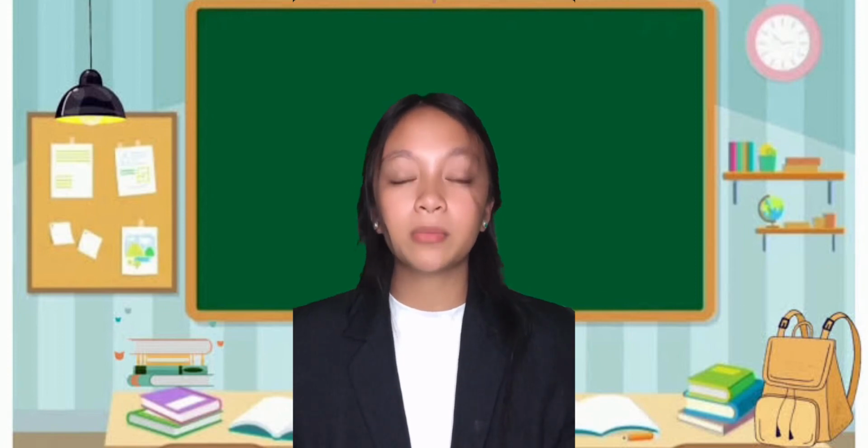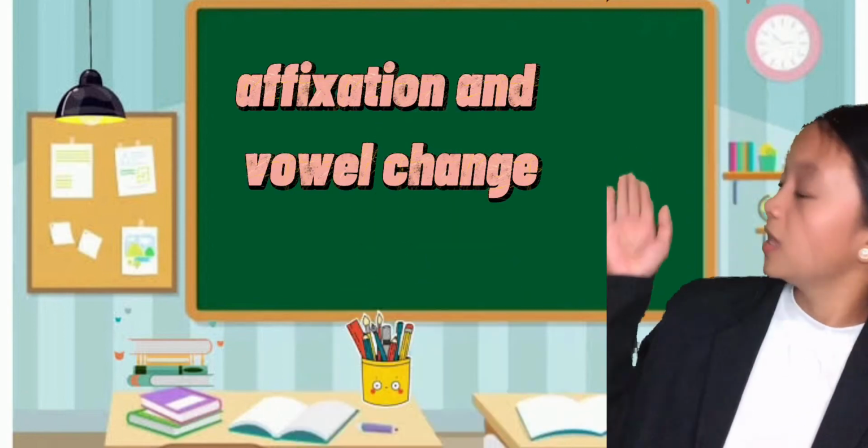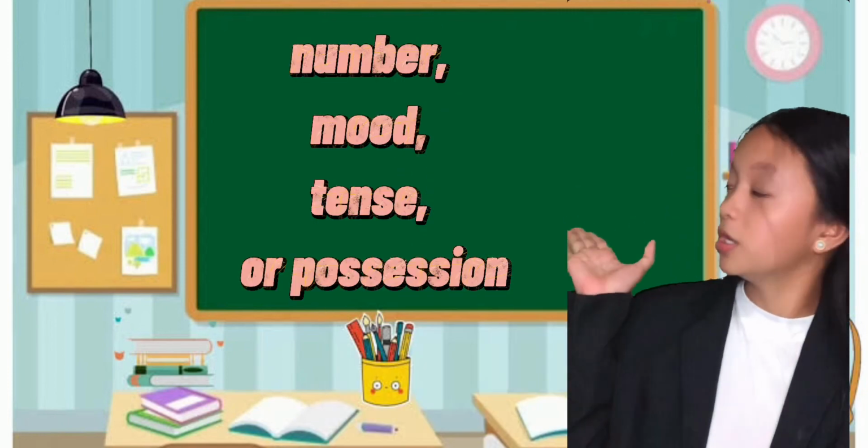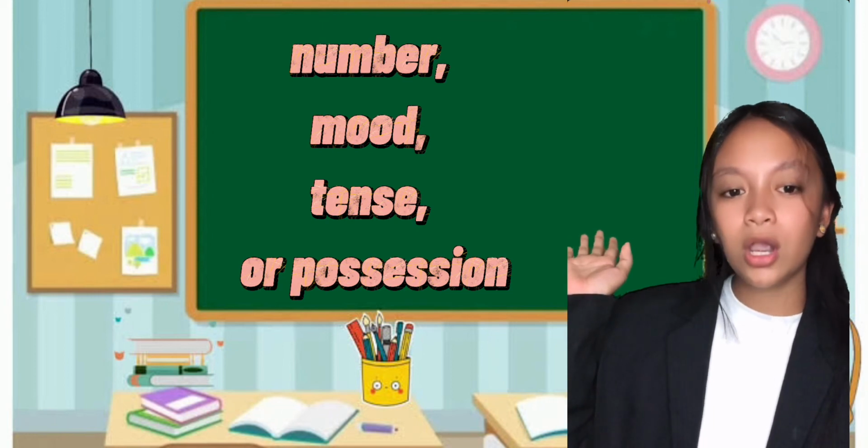Inflectional morphology is the study of the process that distinguishes the forms of words in certain grammatical categories. This includes processes such as affixation and vowel change, which create inflectional morphemes. An inflectional morpheme is a suffix that's added to a word to assign a particular grammatical property to the word, such as its number, mood, tense, or possession. However, inflectional morphology can never change the grammatical category of a word.